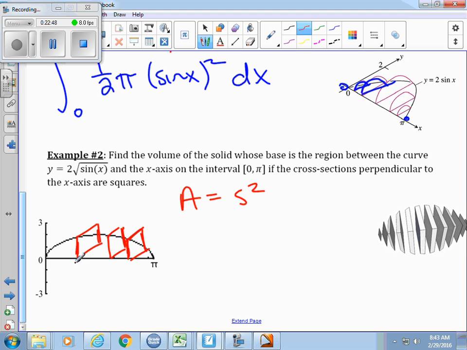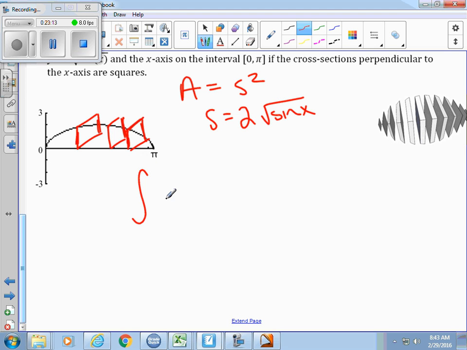What is one side of one of those squares? 2 sine. Do I have to half it on this one? Why did I have to half it on the other one? Because it was diameter, my formula called for radius. Every one you'll have to look at differently, as each is a different shape. But this one is a side, so we just need the side. So I'm going to integrate side squared. I know the side is this distance here.